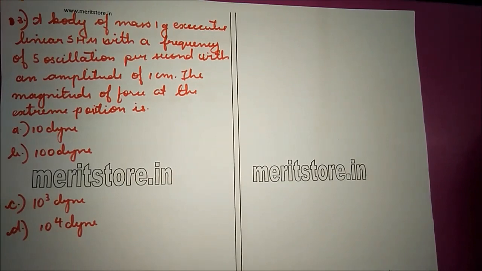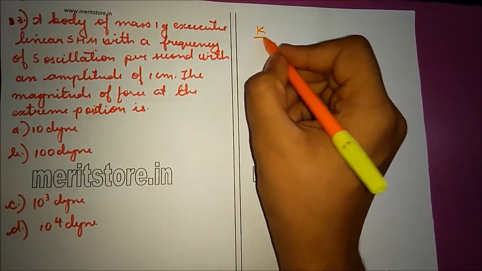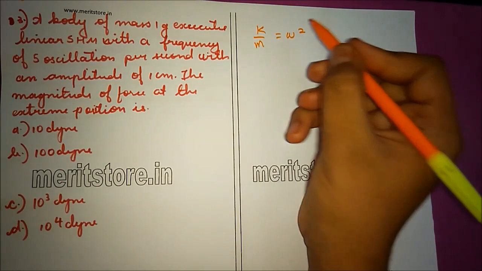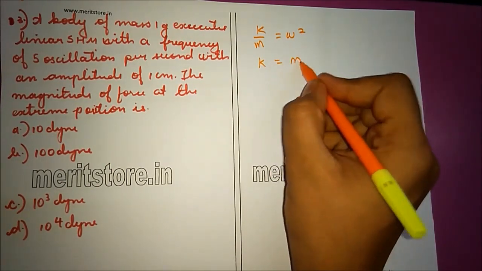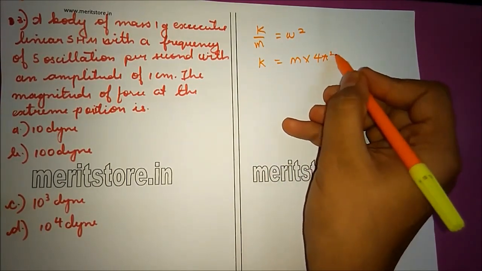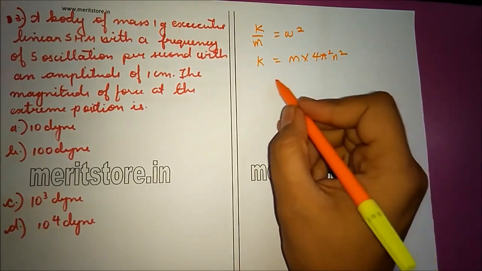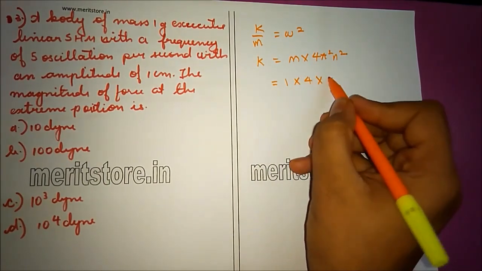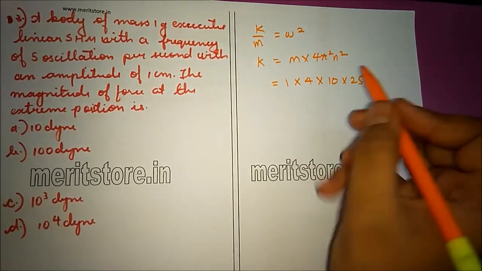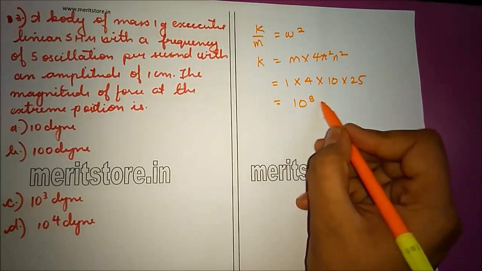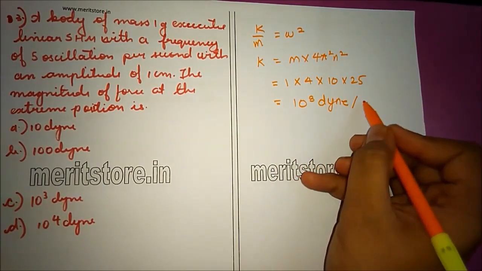Question 3. A body of mass 1 gram executes linear SHM with a frequency of 5 oscillations per second with an amplitude of 1 centimeter. The magnitude of force at the extreme position is. Now to solve this question we know K by M is equal to omega square. K is equal to M into 4 pi square n square, which is 1 into 4 into 10 into 25, which is equal to 10 raised to 3 dyne per centimeter.